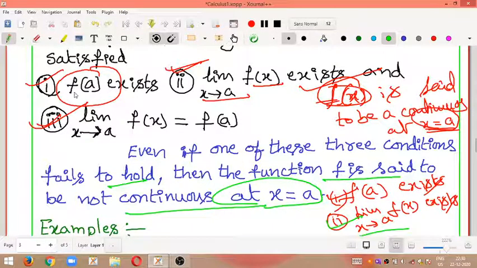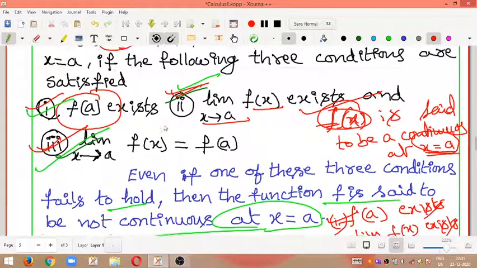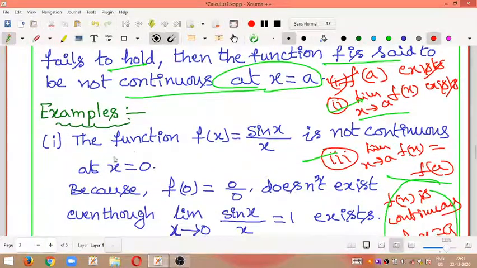That means that out of these three conditions, if any condition does not hold or is not satisfied, then the function is said to be not continuous. So that's why these three conditions must be satisfied. Only then can we say this function is continuous, otherwise we can't. Okay, so some examples are here.